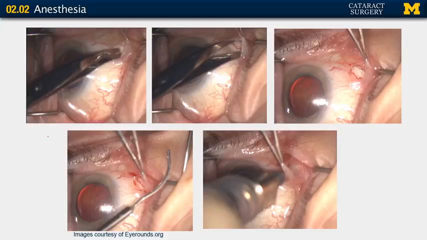This series of pictures demonstrates how to do a sub-Tenon's block. You'll want to use blunt Westcott scissors and .12 Castroviejo forceps. Create a buttonhole through conjunctiva and Tenon's down to bare sclera. Use the blunt Westcott scissors to dissect posteriorly past the equator. Then take your cannula, which is curved. You can either use an olive-tipped or lacrimal cannula and place it in this space posteriorly. Then inject your anesthetic.